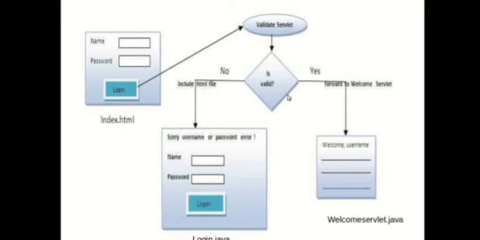If the password is wrong, in that case the message is included using the include method, and if the password is right, then the welcome message gets printed by using the forward method. So these are the differences between the forward and include methods.